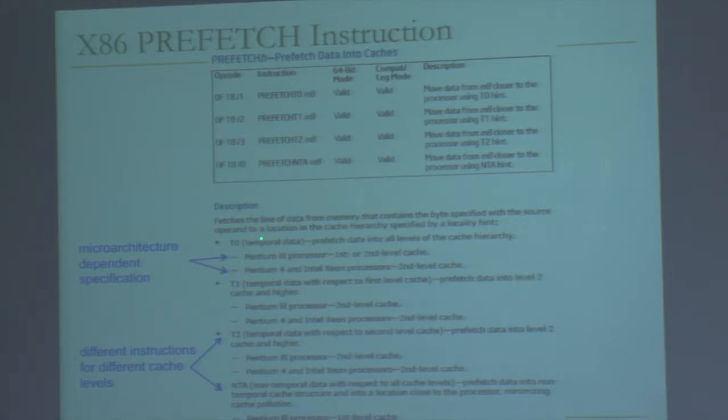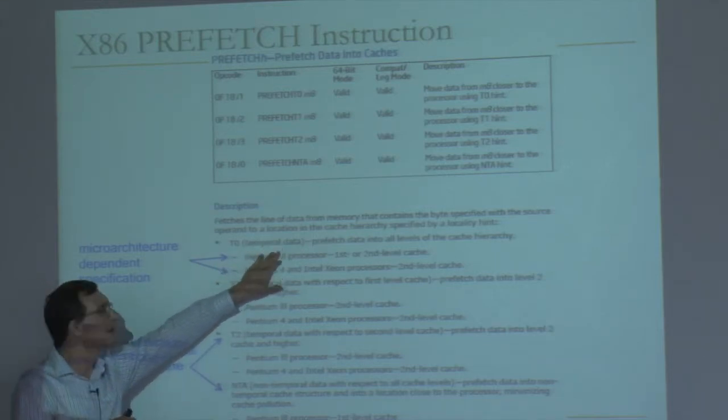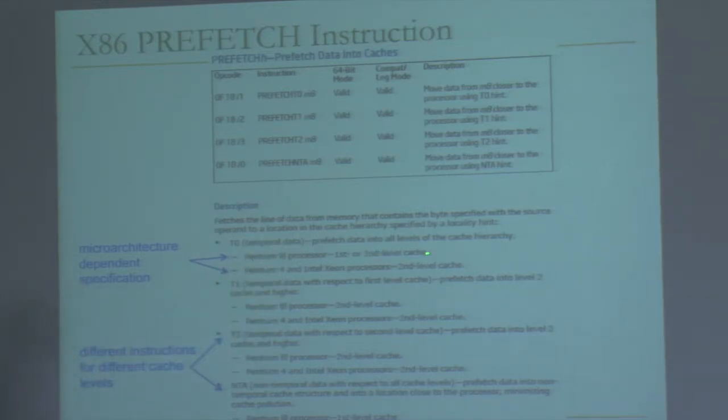If you look at this, it says prefetch T0. It fetches the line of data from memory that contains a byte specified with the source operand to a location in the cache hierarchy specified by a locality hint. So these instructions are distinguished based on the locality hints, T0, T1, T2, NTA. T0, temporal data. Temporal data means it's expected that this data will be reused. Prefetch data into all levels of the cache hierarchy. You want to keep that data around. And prefetching into all levels is useful.